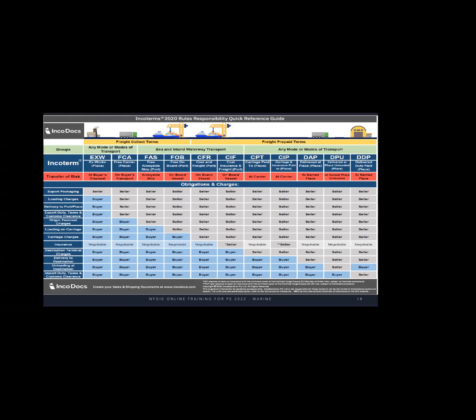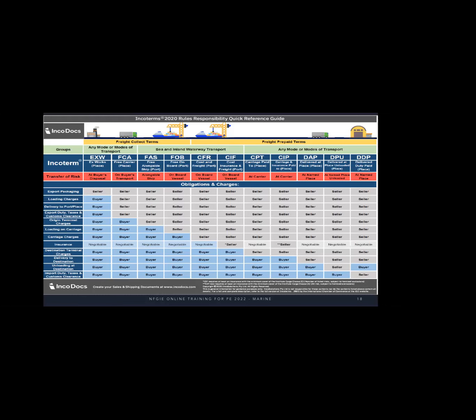The next point, we will just look at the full forms of each and every Incoterm. I'm talking about row number 3. You will notice that EXW stands for Ex Works. Next one, FCA, stands for Free Carrier.